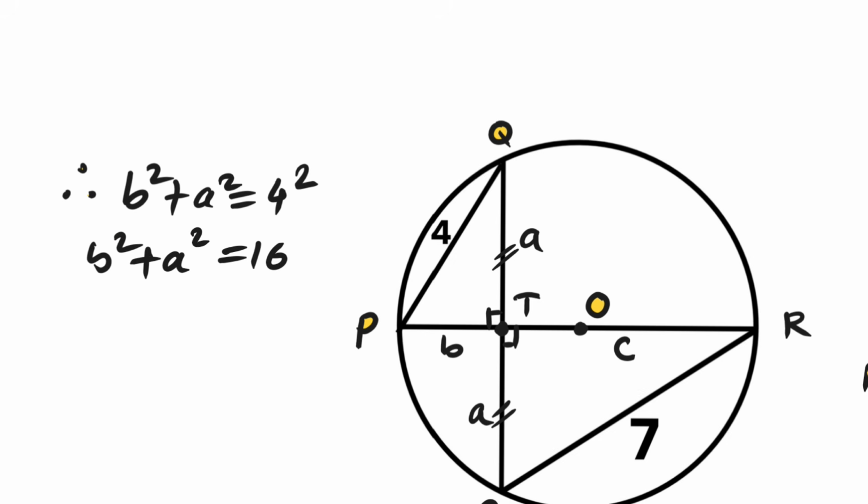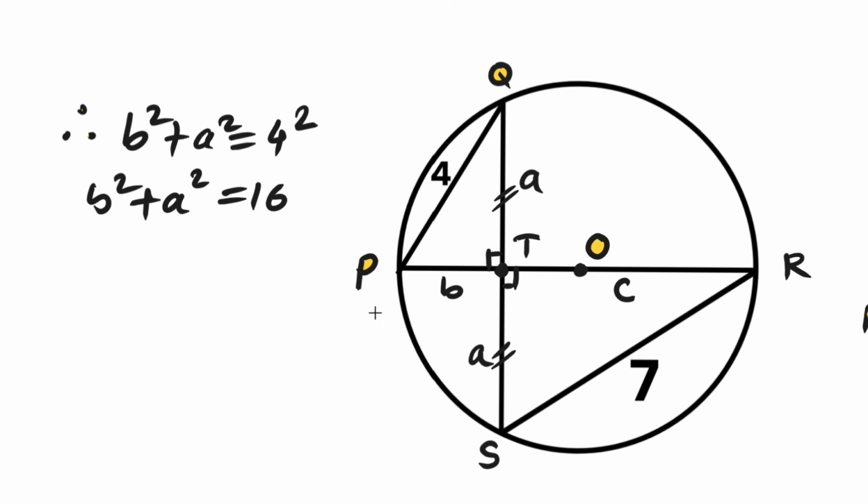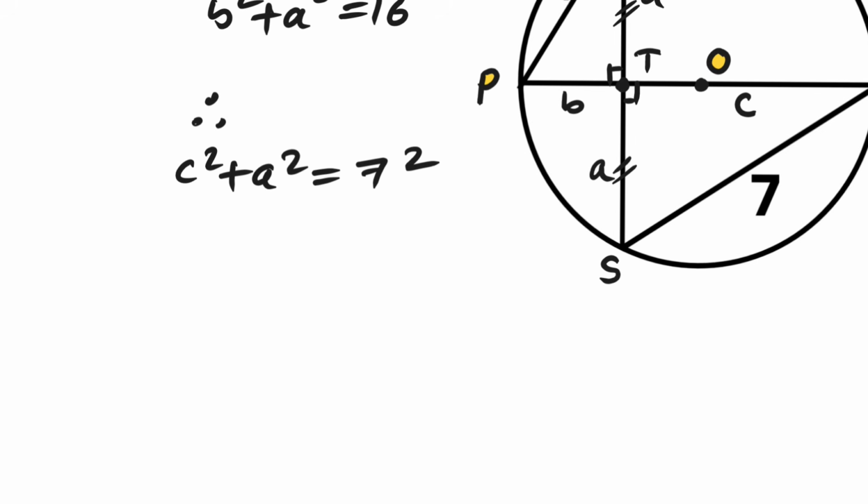For the other right triangle, STR, the hypotenuse SR is 7 units. One leg is TR, which is C, and the other leg is TS, which is A. Therefore, C squared plus A squared equals 7 squared. 7 squared is 49, so C squared plus A squared equals 49.